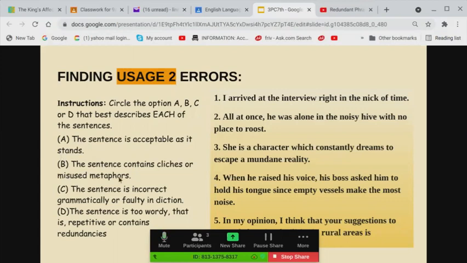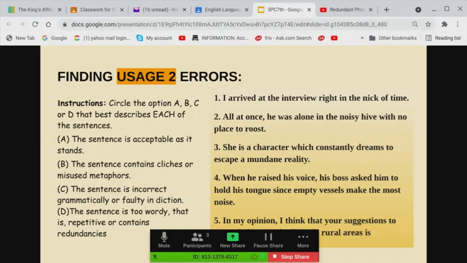B, if it uses a cliche or misused metaphor, you choose B. C is when you have an error in terms of grammar. So it could be a spelling error, or it could be how words are used in the sentence. So if something is off in terms of subject-verb agreement or antecedent agreement or spelling, then we're going to put C. If we see where it's too wordy or repetitive or contains redundancy, then we put D.